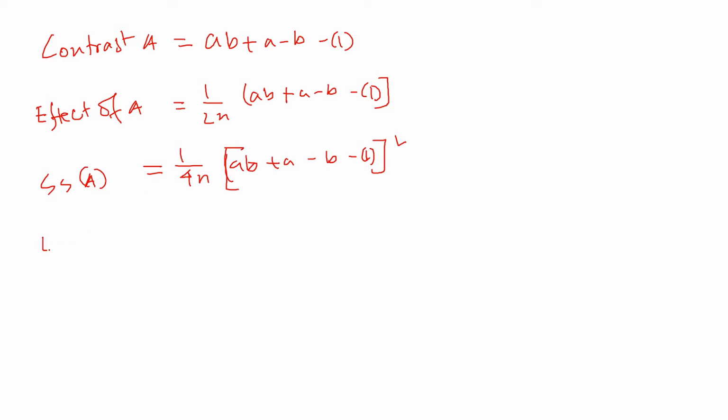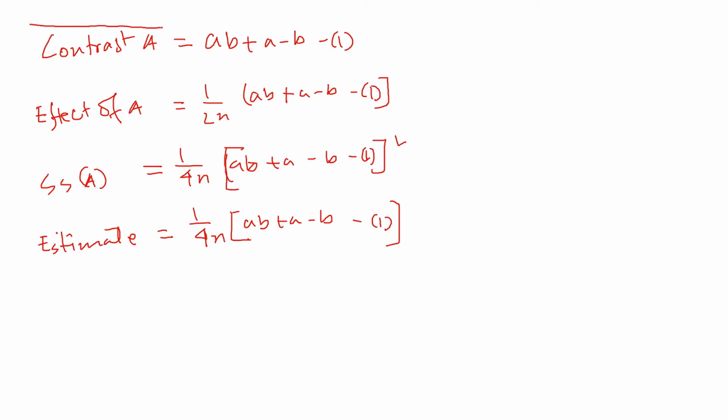Now if you want to calculate the estimate of the regression equation, it is 1/2 of the effect, or you can write 1 by 4 of the contrast. Now this is fine as long as you only have two factors. So this will work fine if you have only two factors or two independent variables. It will not work if you have more than two: 3 factors, 4 factors, 5 factors. It will never work that way.